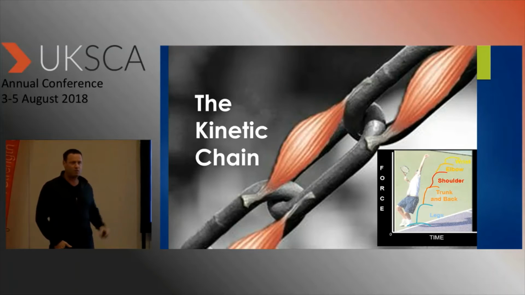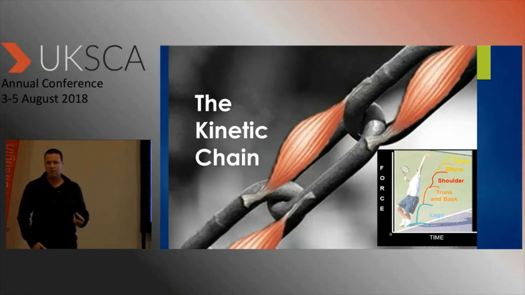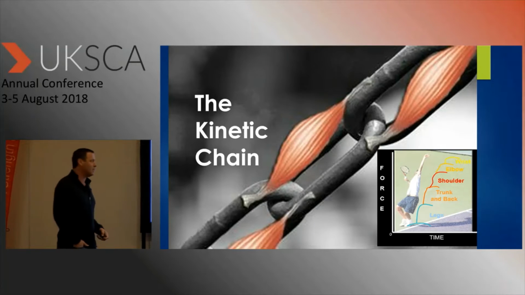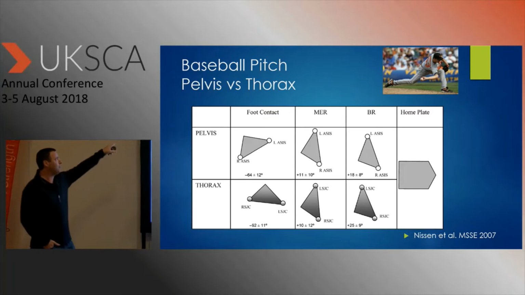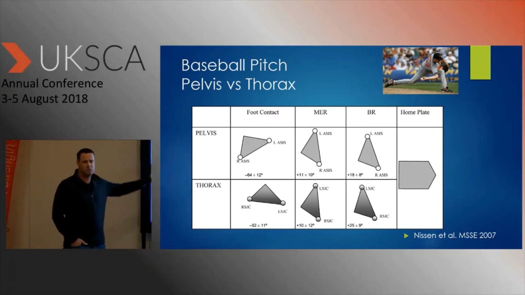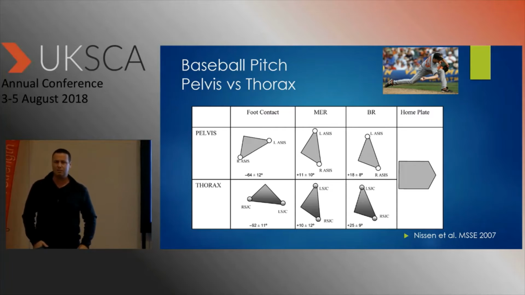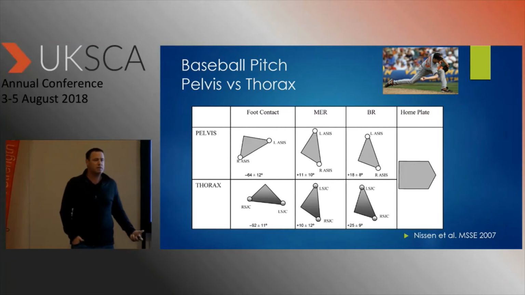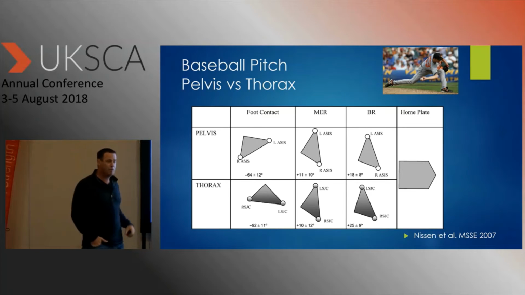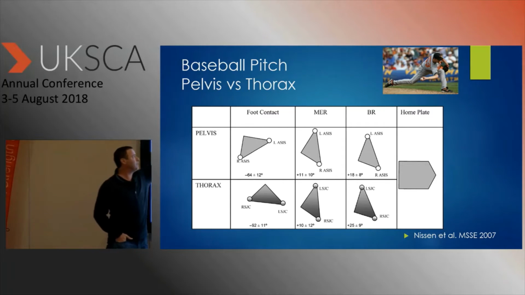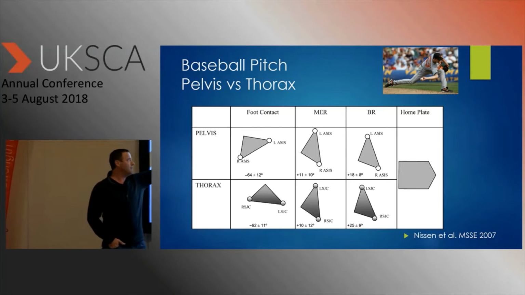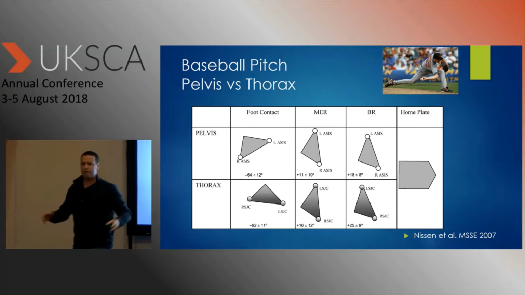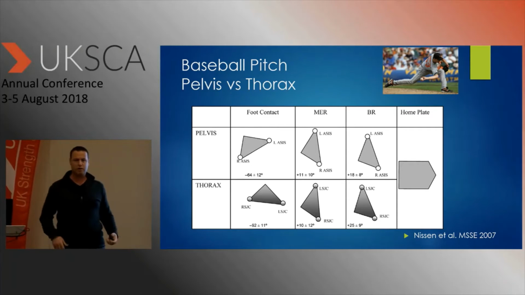If we think back to the concept of summation of forces, that hopefully makes us understand why and when we implement the exercises we do. So from a standpoint of most rotational sports, this is a baseball example, but it's not that dissimilar in most rotational environments. We have the pelvis and the thorax that controls most of what we do from a movement standpoint. This is at foot contact, so the beginning of the movement, max external rotation, and then ball release. So, you've got three phases of most types of rotational movements.